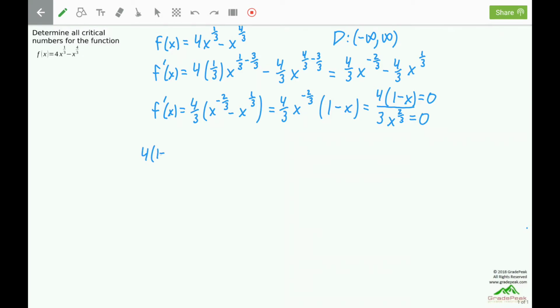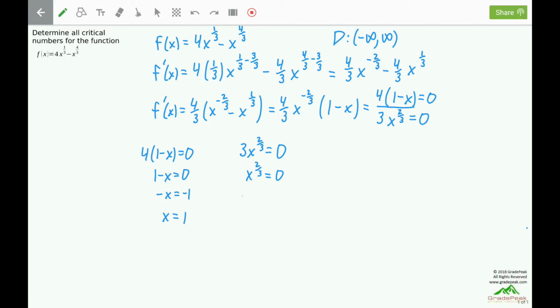The numerator, 4 times 1 minus x equals 0. We can divide both sides by 4, so 1 minus x equals 0. Subtract 1 from both sides, so minus x equals negative 1. And divide both sides by a negative 1, so x equals 1. For the denominator, 3x to the 2/3 equals 0. We can divide both sides by 3, so x to the 2/3 equals 0.